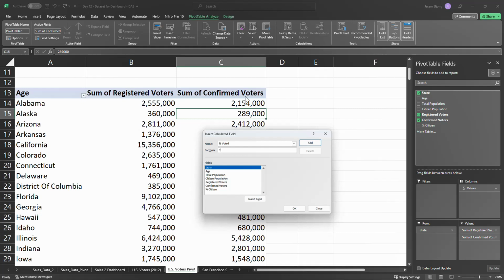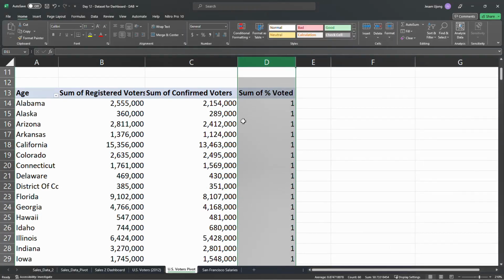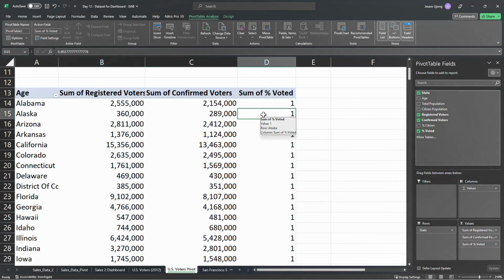And remember, we want to find what percentage of registered voters were confirmed voters, the percentage of people that voted. So it's going to be confirmed voters. I click on confirmed voters once and I click on insert. Then I put my division sign, divided by registered voters. I click on it once and I click on insert. And I click on OK.